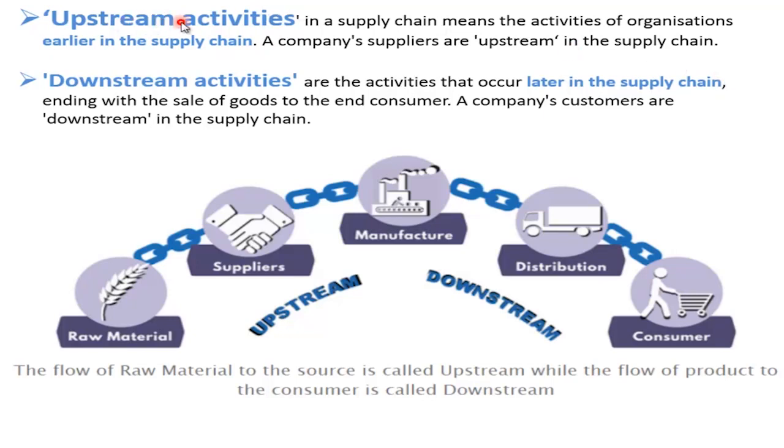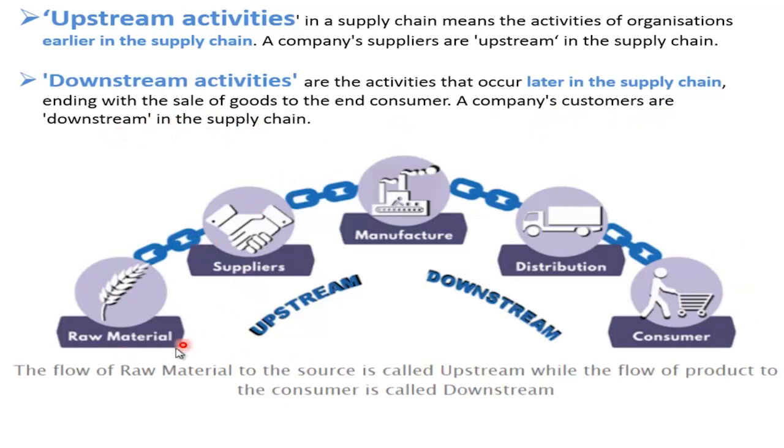In the upstream activities, it happens earlier in the supply chain. There are some activities, right? In the upstream and downstream, there are some activities in the supply chain. So, the upstream activities are earlier in the supply chain. Downstream, later in the supply chain, ending with the sales of goods to the end customer. A company's customers are downstream in the supply chain.